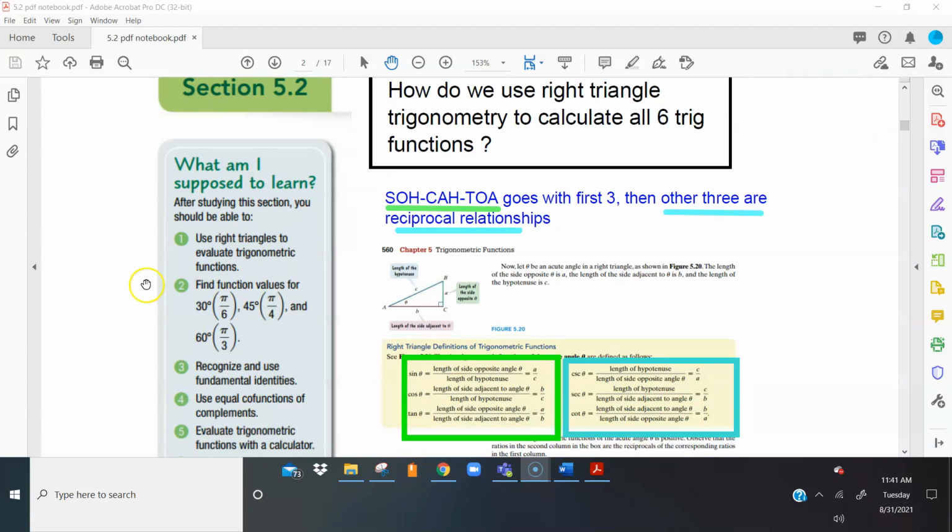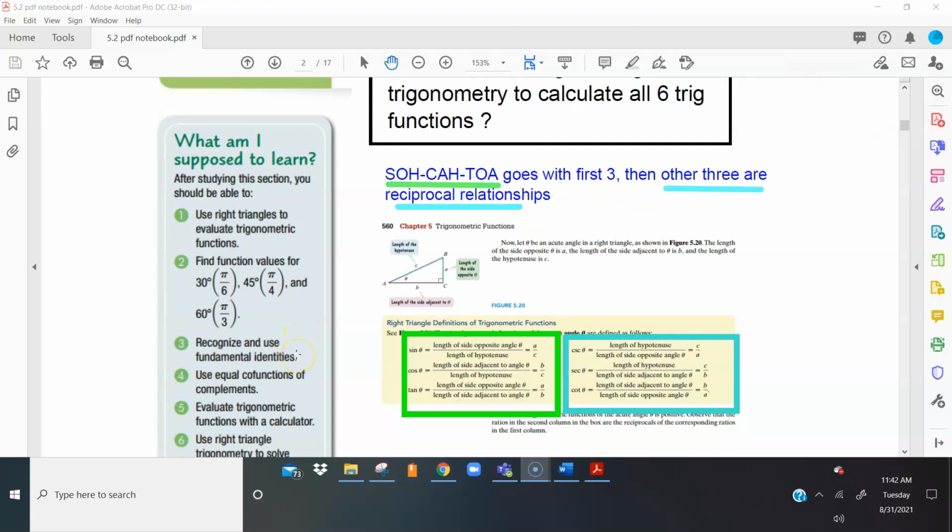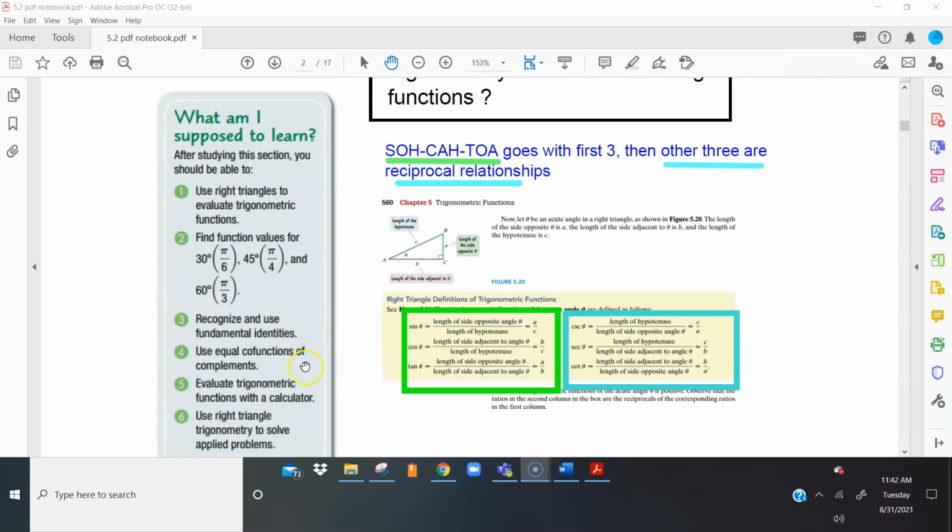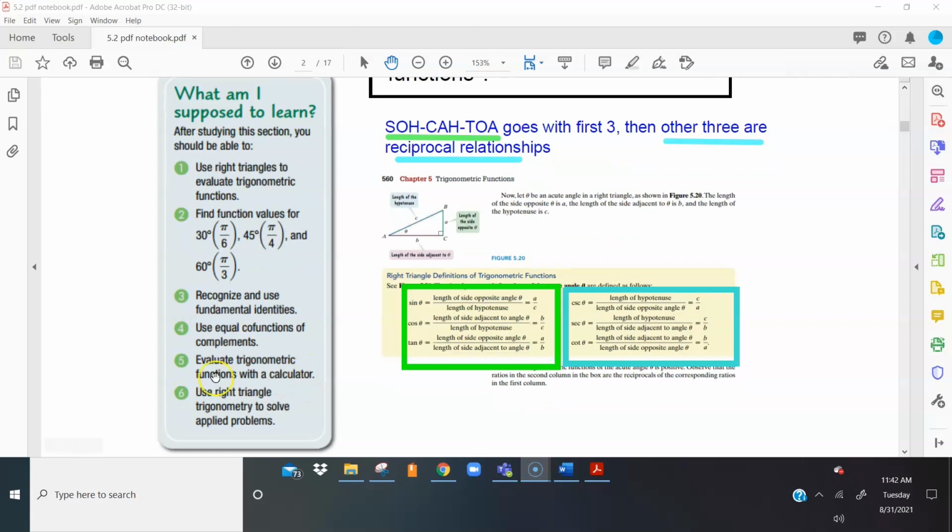You're supposed to learn how to use right triangles to evaluate trig functions, how to find function values for 30 degrees, which is the same as pi over 6, 45 degrees, which is the same as pi over 4, and 60 degrees, which is the same as pi over 3. You'll also recognize and use some fundamental identities. We'll speak of cofunctions and complements. We'll evaluate with a calculator, and then we'll solve some applied problems that use right triangle relationships.